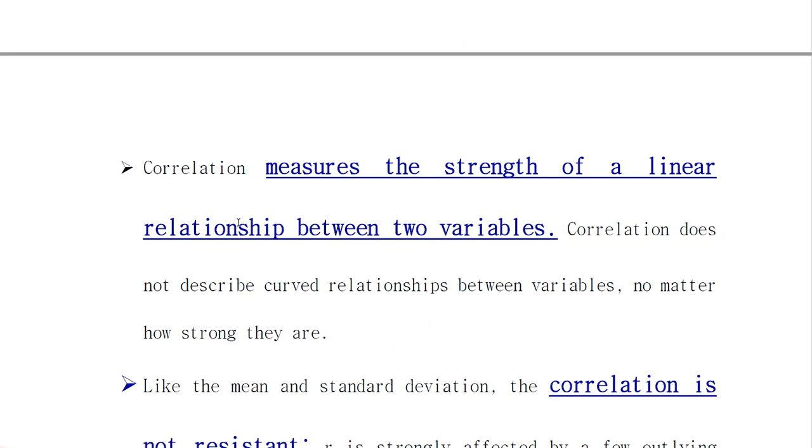Next, correlation measures the strength of the linear relationship between two variables. Correlation does not describe curved relationships between variables, no matter how strong they are. So with the help of correlation, we simply measure the linear relationship among the variables, not the non-linear or curved relationship.